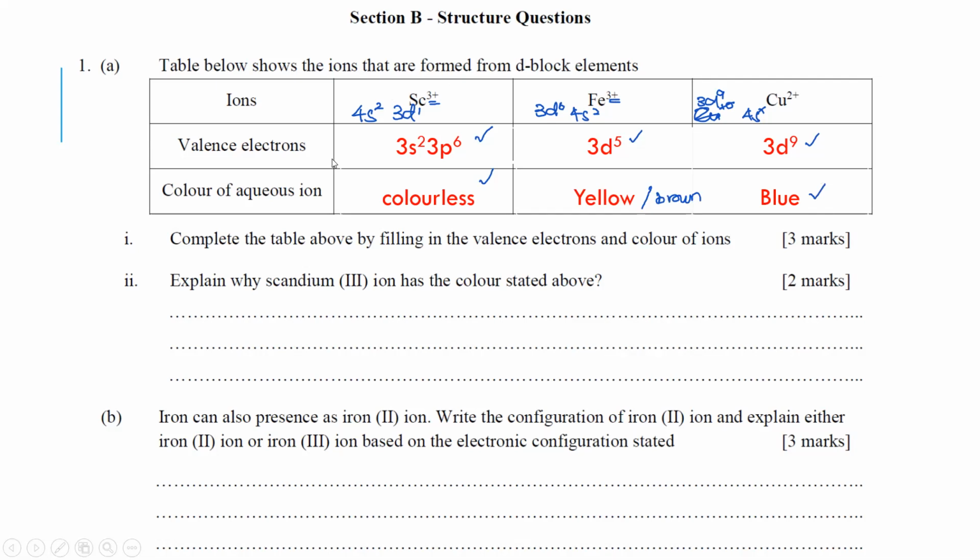Okay, then number 2, explain why scandium ion has the color stated above. Because the d orbital is empty, there is no d-d transition occurring inside the empty d orbitals. So that is why it is seen as a colorless solution.